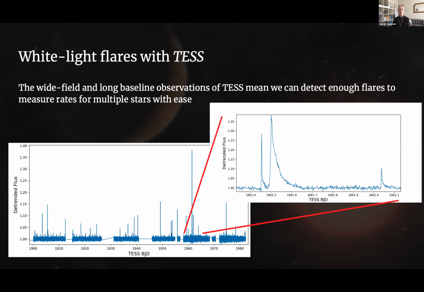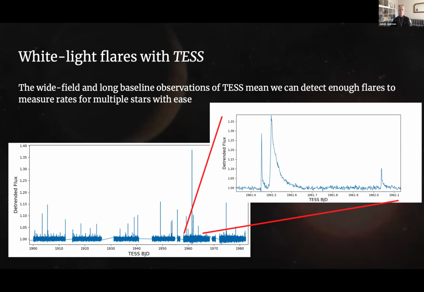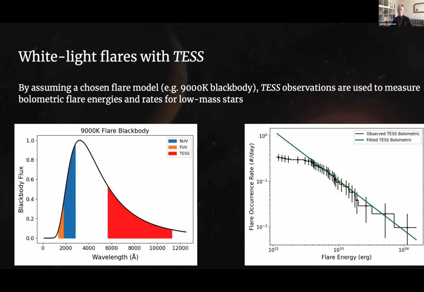If you assume an empirical flare model, such as a 9,000 Kelvin black body, which is a pretty standard one used in flare literature, and itself is based on optical spectroscopy of flares from active M dwarfs. If you calibrate the ratio of your model and the quiescent spectrum within the TESS bandpass, and you calibrate it to the amplitude of the flare in your given light curve, then you can get a calibrated flare model, which you can then integrate over all wavelengths to calculate the bolometric energy of a flare.